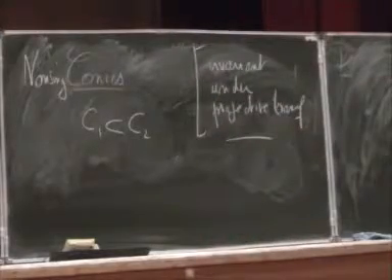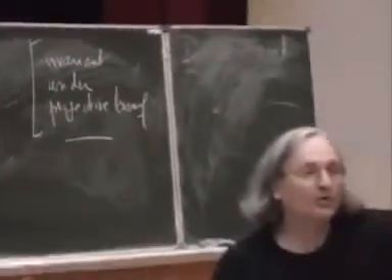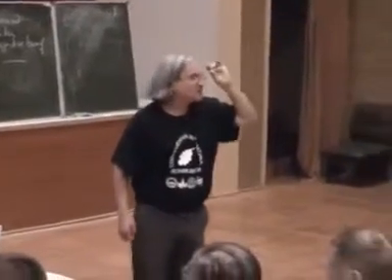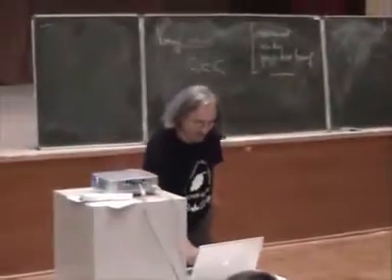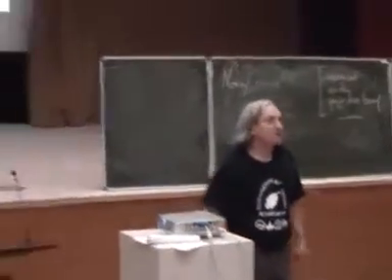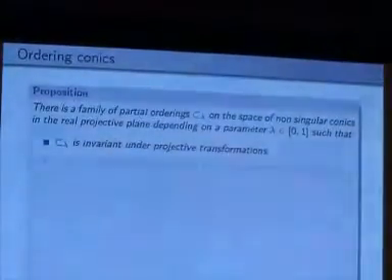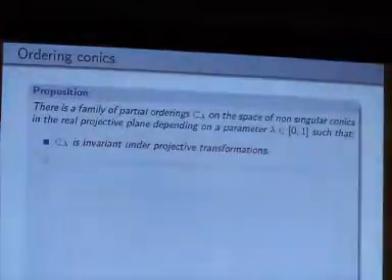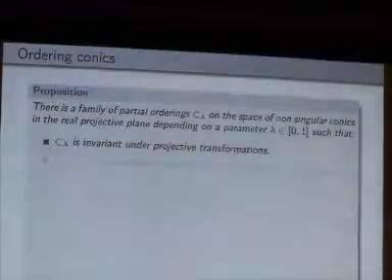Now my discovery, and I was very happy with this little discovery, is that there are more orderings in the set of conics than just this simple-minded ordering. There is a more subtle way to define an ordering. So let me give the formal statement. Theorem. There is a family of partial orderings denoted by contained sub lambda on the space of non-singular conics in the real projective plane, depending on the parameter lambda from 0 to 1, with the following properties.